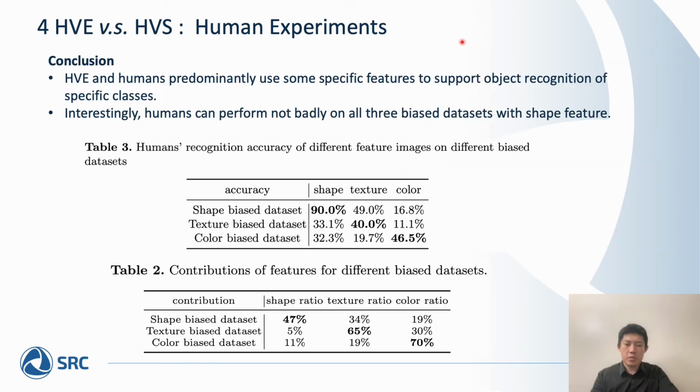Here are the results of human experiments on the 3 bias datasets. Compared with the Human Vision Engine, we can say the Human Vision Engine and humans predominantly use the same specific features to support object recognition for a specific class. For example, if we use only shape information, we have higher accuracy on the shape bias dataset. So similarly, shape contributes most on the shape bias dataset for the Human Vision Engine. Humans using texture have the best performance on the texture bias dataset. So similarly, on the texture bias dataset, the Human Vision Engine finds texture contributes most.